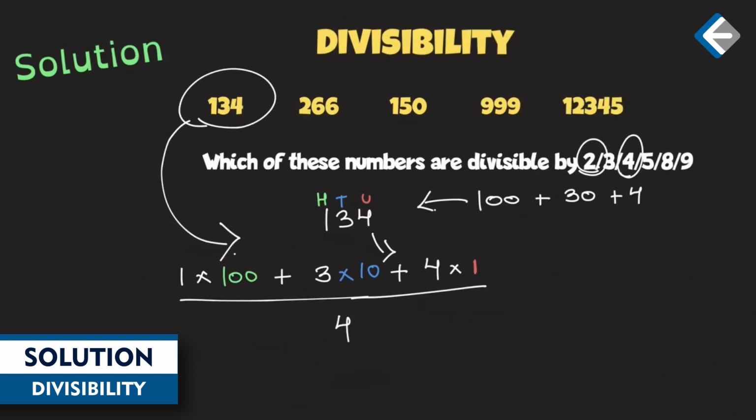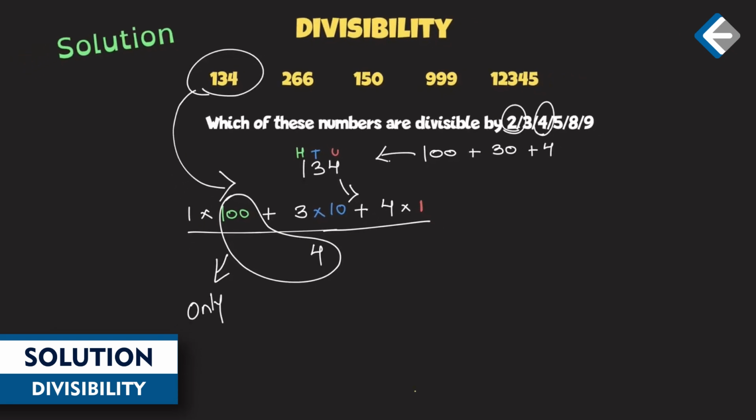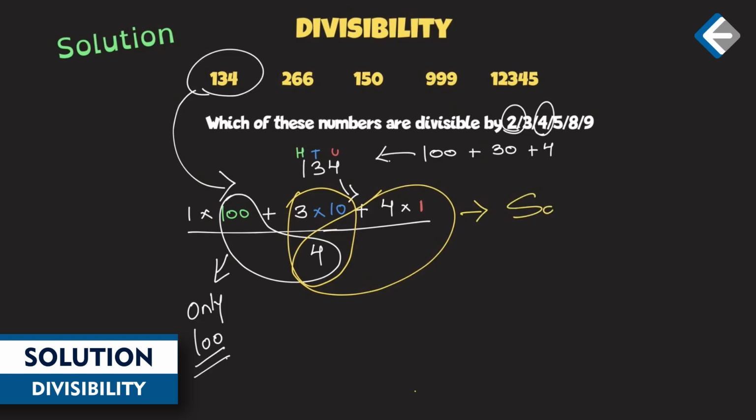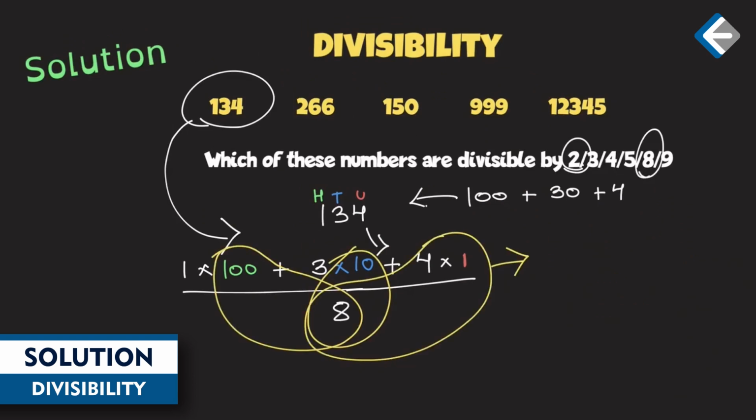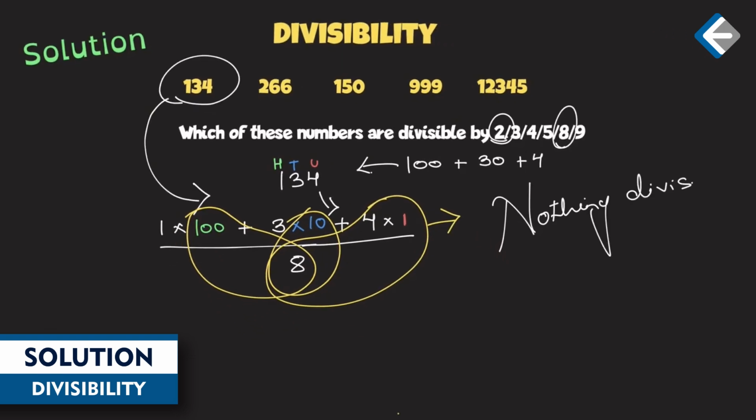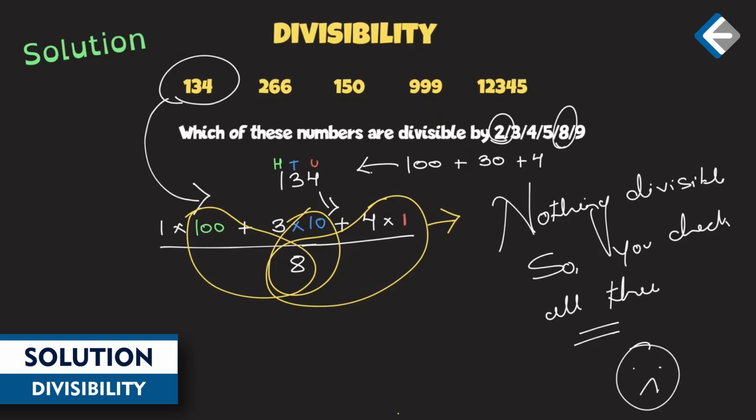For 4, if you can check, only 100 is divisible by 4. Not your 10, not your 1. So I have to check the last two digits, the unit and the tens part. If the last two digits are divisible by 4, then the number is divisible by 4. For 8, if you can check, neither the 100 nor the 10 and obviously not the 1 is divisible by 8. So I have to check all three parts, unit, tens and 100, the last three digits, to check if the number is divisible by 8.